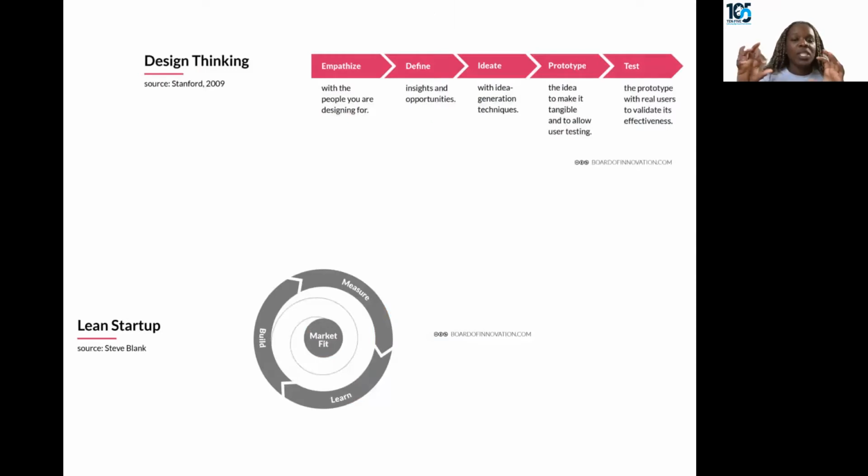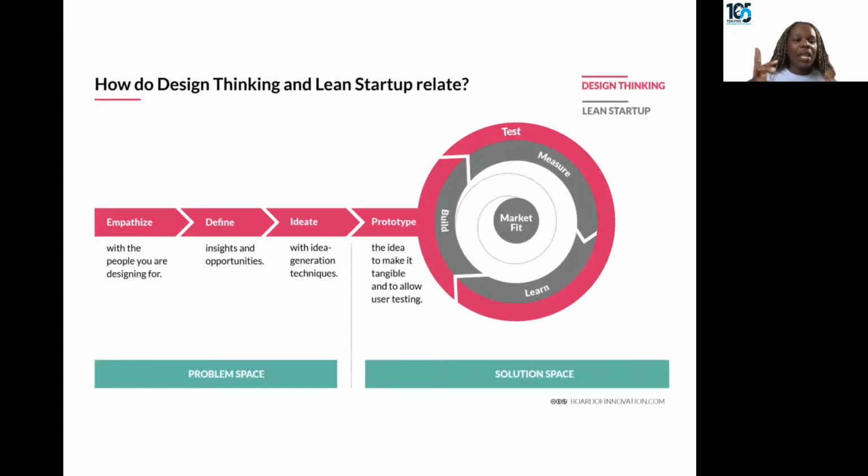So I mentioned design thinking and the pieces of that, lean startup, build, measure, learn. Oftentimes when you think about them together, when we enter the prototype testing phase, this is when we go into that build, measure, learn. So you can see how they come together, where we spent time focusing on the problem space, and we're now doing a deeper dive on that solution space.